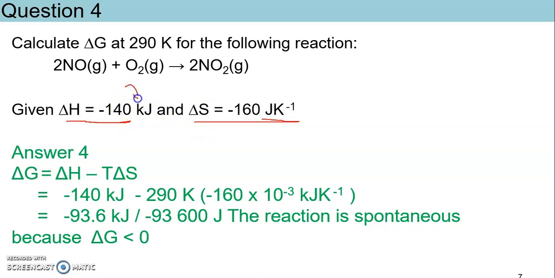that our delta H is given in kilojoule, while delta S is given in joule. So we need to know how to convert the unit here. Either you want to convert to kilojoule or joule, it depends on you. Okay, and then after we identify all the values, we can substitute all the values to their respective places.